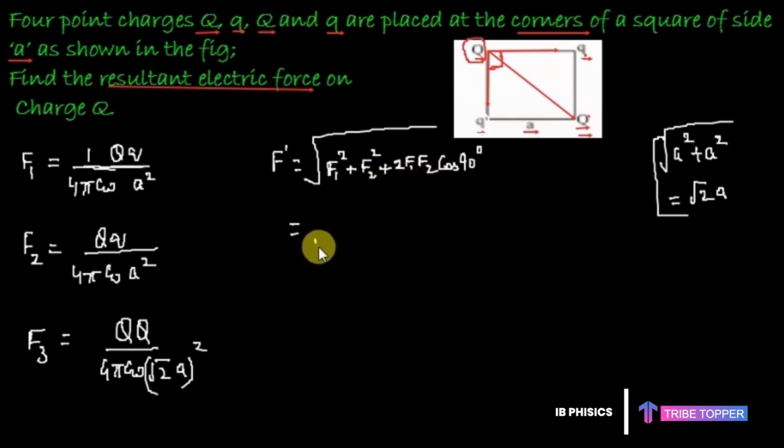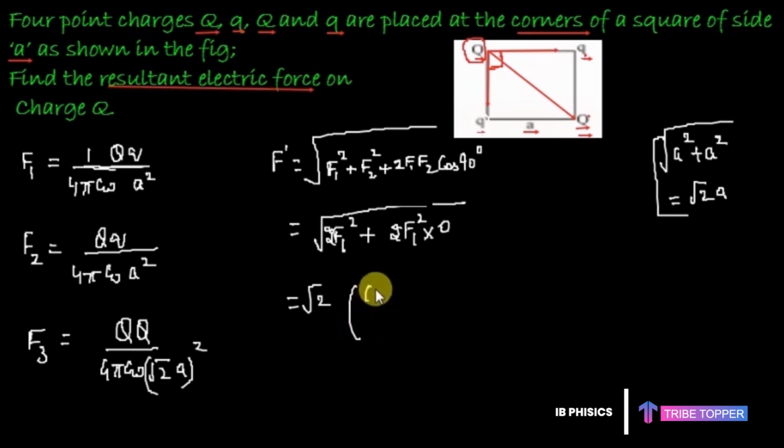Now since F1 and F2 are equal, we can write them as F1 square plus F1 square. So that's 2 F1 square, plus here also we get 2 F1 square into cos 90. Now that is 0. So we have square root 2 times F1 or F2. So we can put the value of any of the two here. So square root 2 times Qq upon 4 pi epsilon naught a square. Now that is the resultant force of F1 and F2.